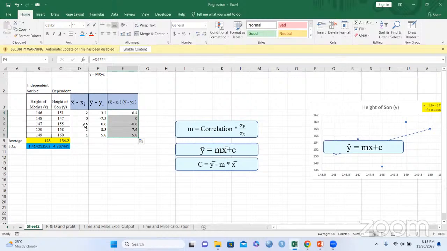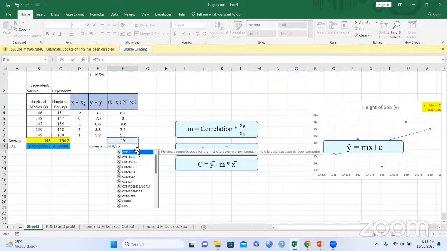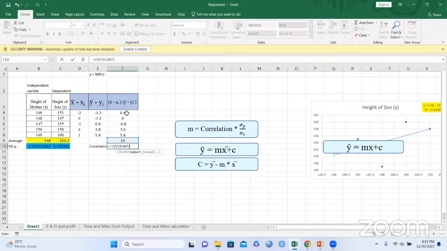To find the covariance, like how these two variables are varying with each other, you need to find the total of this one. This is the sum of these values, and you have to find the average. That will give you the covariance. So covariance is equal to this divided by how many numbers. You can use the covar function also to find that.